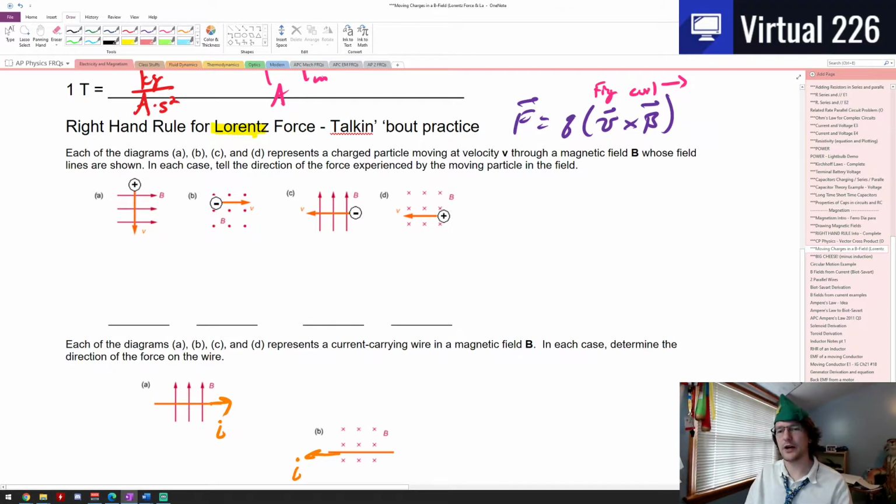Okay, we've got 4 examples here, A, B, C, and D. 2 of them have negatives, the B and C. Pause this video for a second. Try to work through these A, B, C, and D with your right-hand rule knowledge and see if you can figure out the direction that these positive and negative charges are going to feel a force. Which way are they going to be pushed? And then after we unpause the video, we'll talk about it.